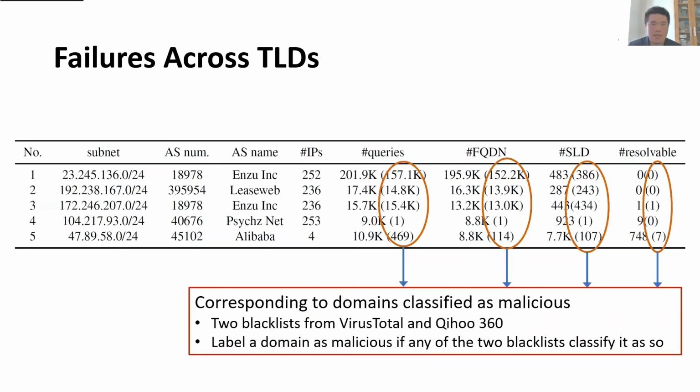The above trend leads us to hypothesize that some of these domains may be associated with malicious activities. To explore this, we leverage two blacklists from MyStotal and Qihoo 360 to check the domains. We label a domain as malicious if any of these two blacklists classify it as so. Due to the large volume of domains, we only check second-level domains. The results are listed in parentheses in this table. A significant fraction of the new GTLD domains fall into this category.